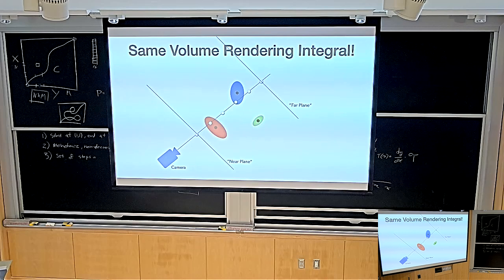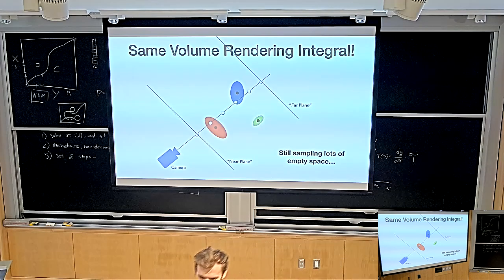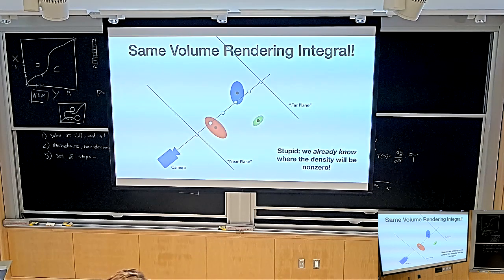However, now comes the slightly smarter algorithm, this slightly smarter answer. Of course, we're still sampling lots of empty space. We're still sampling lots of points along the ray. That's probably stupid because we know up front where the density will be non-zero. You gave the first order answer: you know where the means of the Gaussians are. So if I tell you where the means are, it would at least be easy to say there's nothing in all of this space, so I don't have to sample any points there.